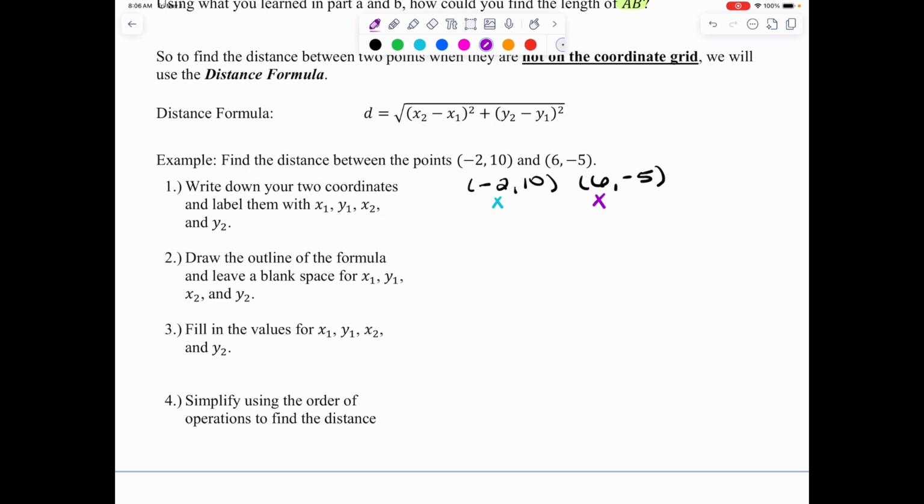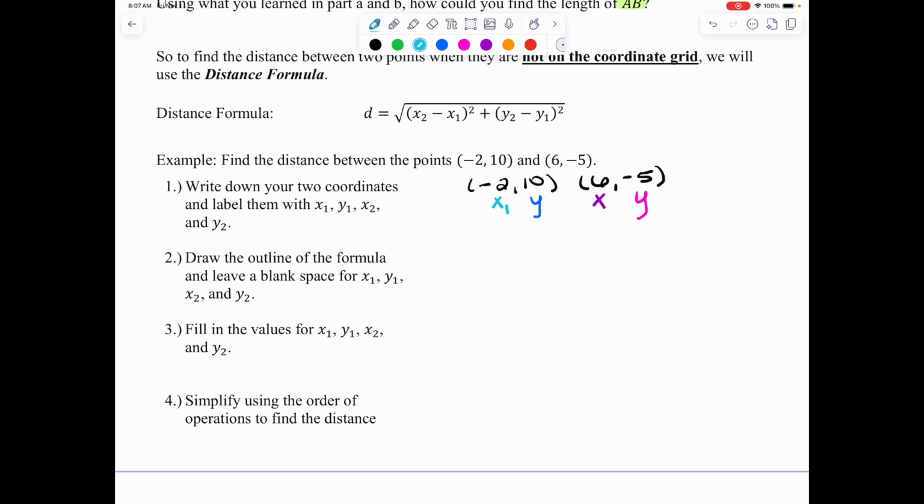Okay, so I know X's are in the first position, and I know that Y's are in the second position, always, because coordinates are always x, y. We've been reviewing our coordinates recently. Now, the little numbers that you see on the bottom right corners are called subscripts. They're not exponents. And all that's telling you is that there's x's and y's from a first coordinate.